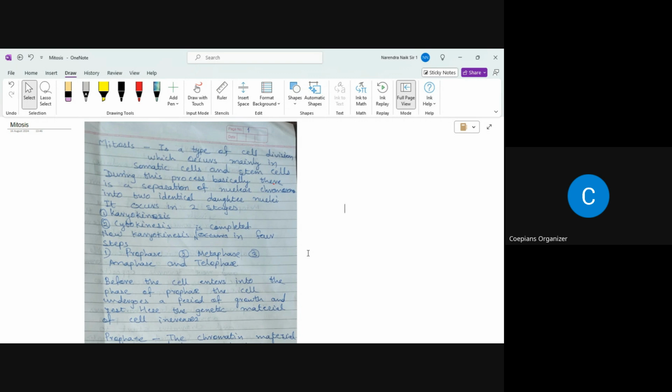Now this karyokinesis is completed in four steps: prophase, metaphase, anaphase, and telophase. Before the cell enters into the phase of prophase, the cell undergoes a period of growth and rest. Here, the genetic material of the cell increases.